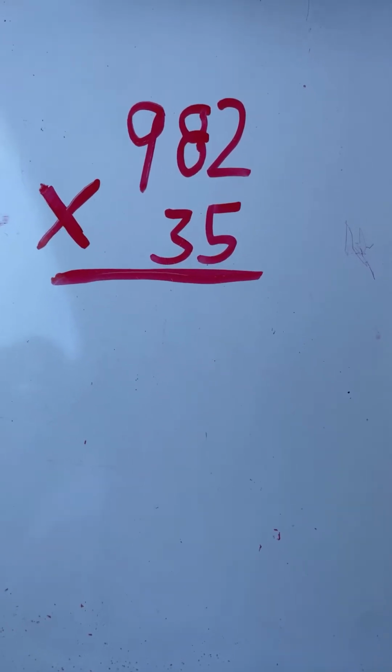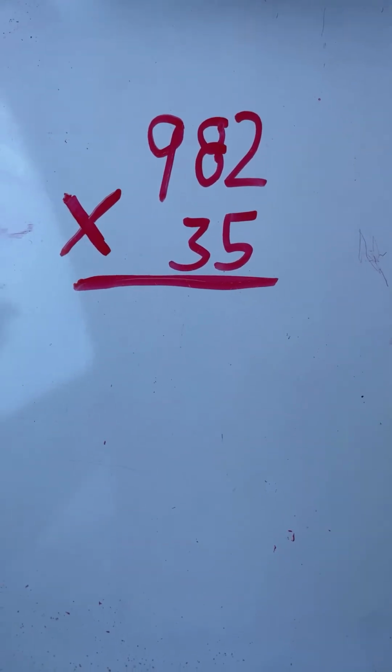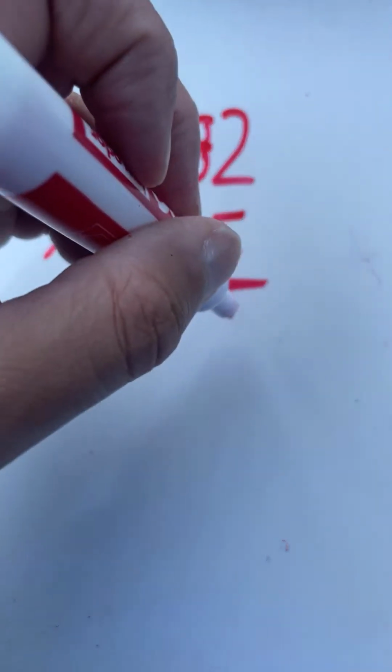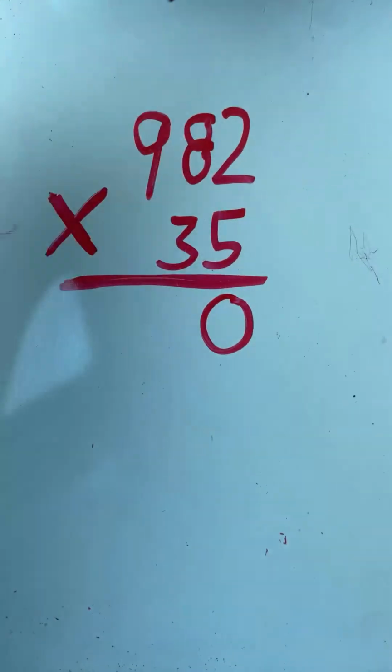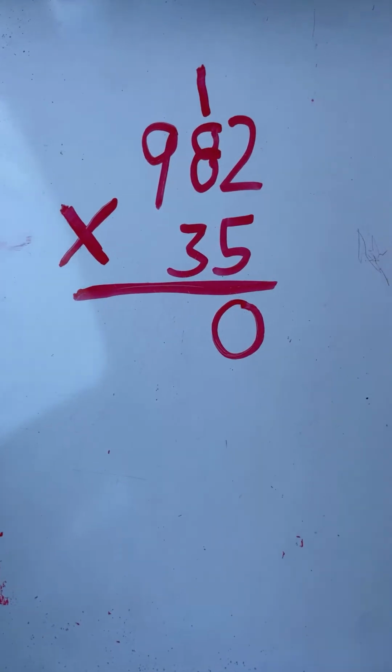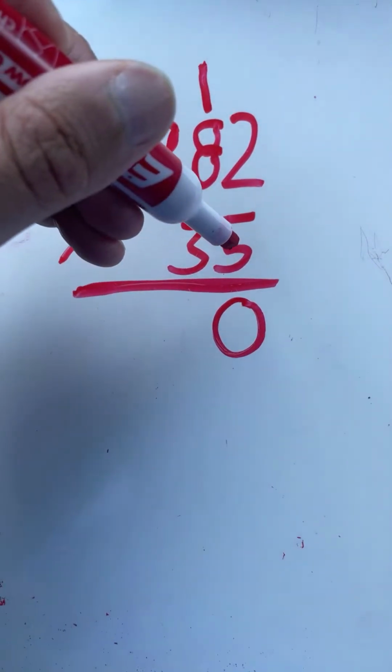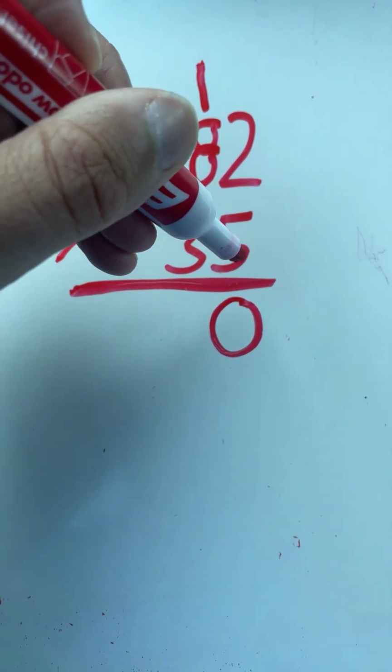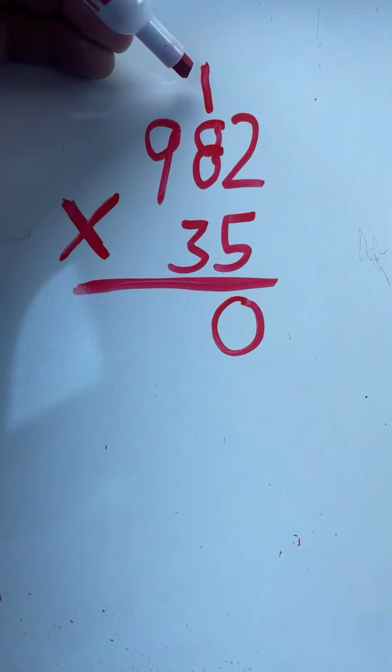Now, anytime our product is 10 or more, we have to regroup. So the 0 in 10 goes in the ones place. The 1 in 10 gets carried over to the tens place. Next, we are multiplying 8 times 5. 8 times 5 equals 40, plus 1 is 41.